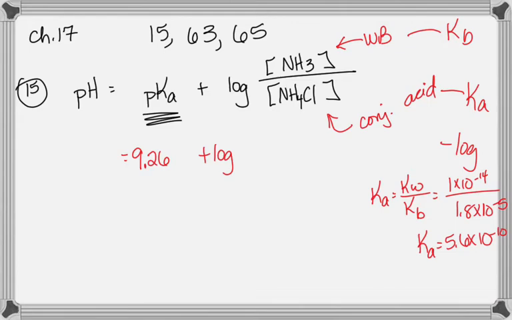Oh, base is 0.2 in the problem. Acid's 0.2. 0.2 divided by 0.2 is 1. The log of 1 is 0. So the pH is equal to 9.26.